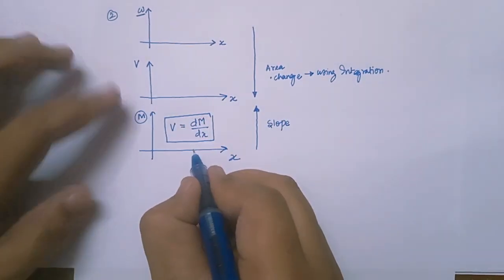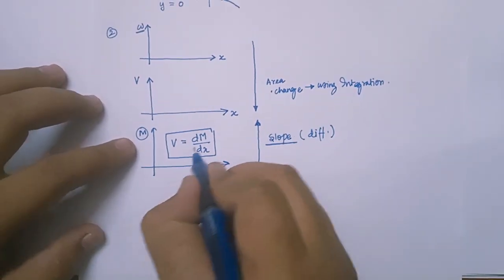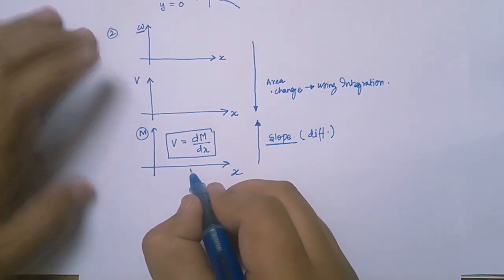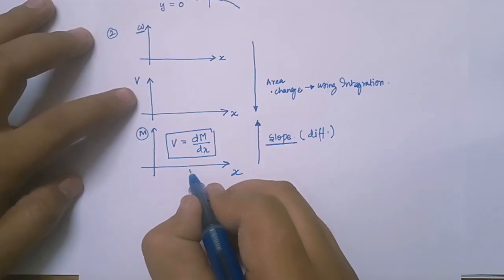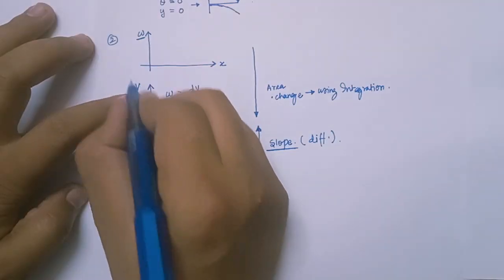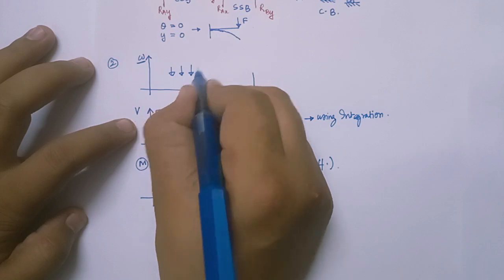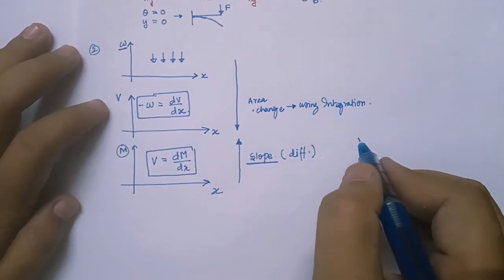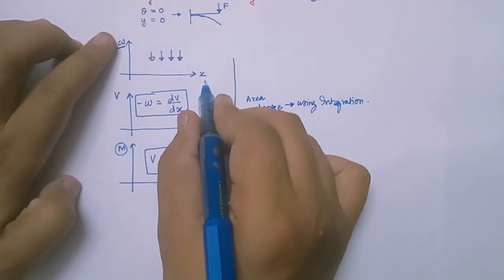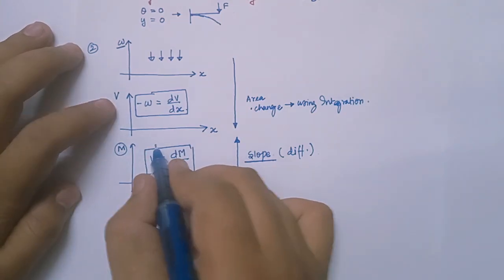So if I want to calculate V from M, I'll use the concept of slope, and slope means differentiation, right? Similarly, if I want to calculate W, then I'll calculate the slope of V. So W is dV by dx, and W, the load, is in the downward direction, so that's why I'm putting a negative sign here. Clear? Because the load is in the downward direction. Clear? And if I calculate the area of load versus length of the beam, then I'll get the value of shear force, right? Change in shear force. Clear?